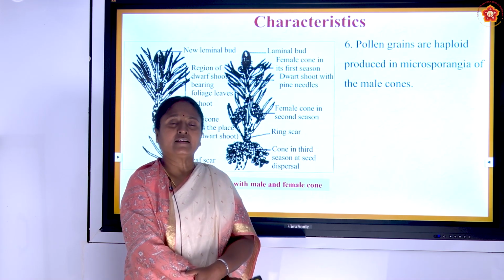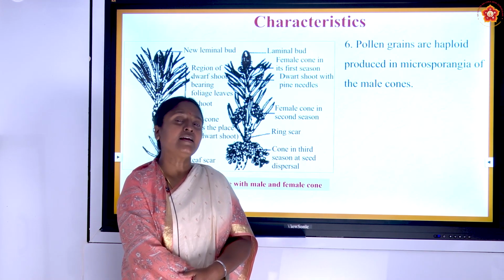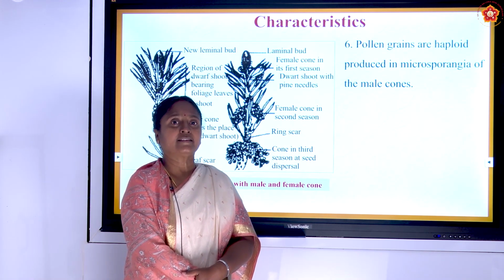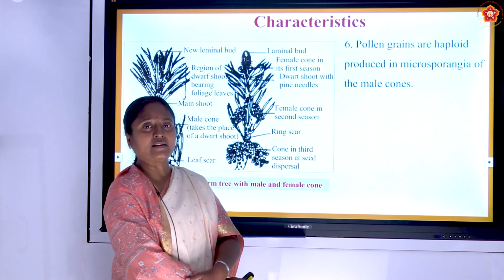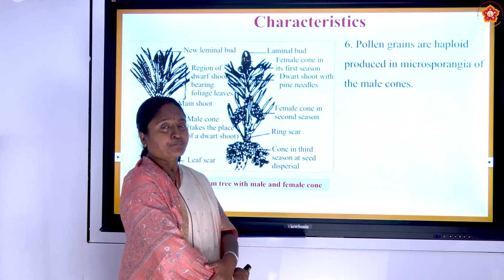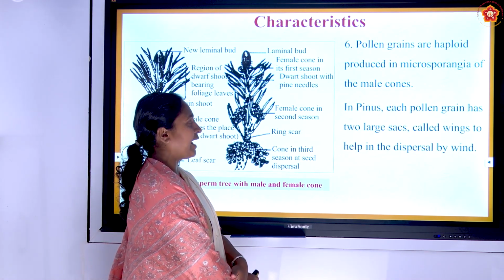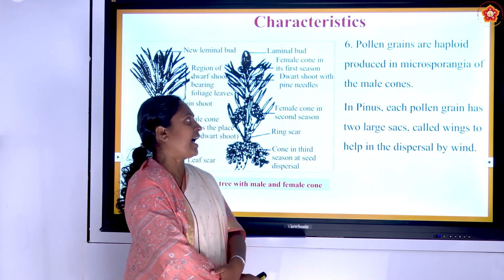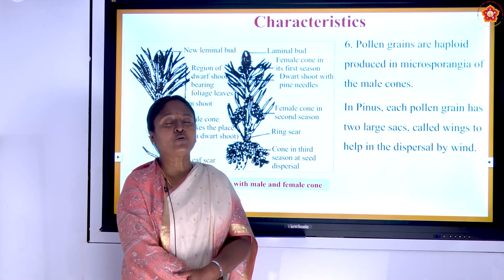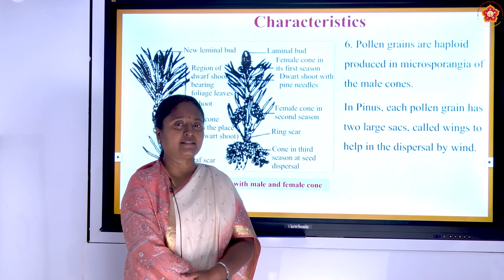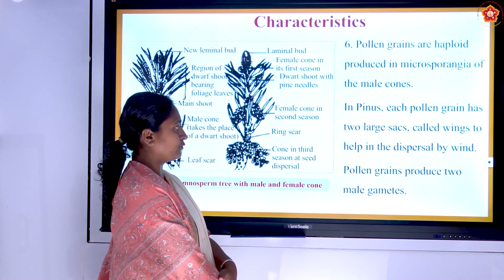When this sulfur is present in the entire environment, how will it look? The same yellow color these pollen grains will look like. Hence it is also known as sulfur rain. Sometimes when you go to a hill station, you can see pollen grains falling from the male cones of the pinus plant. These pollen grains have two large sacs, called wings. With the help of these, they are dispersed from one place to another by the wind, so they easily float and disperse.